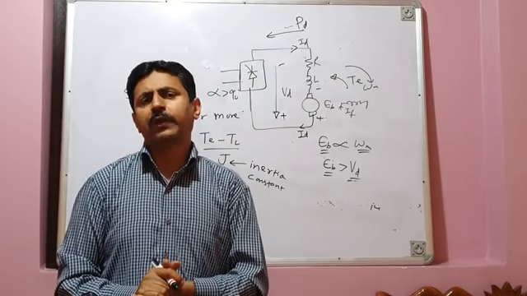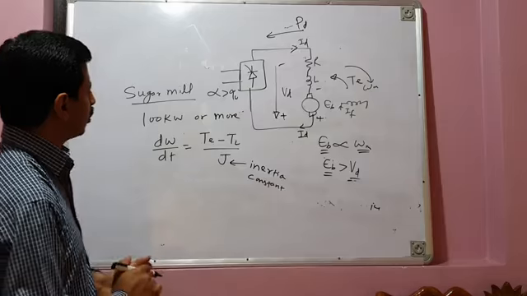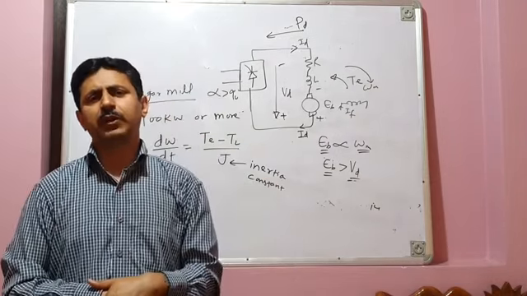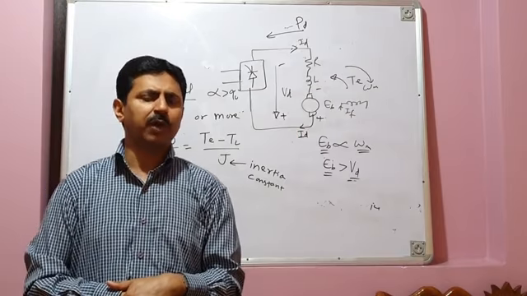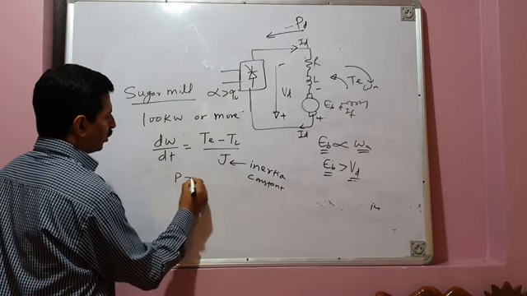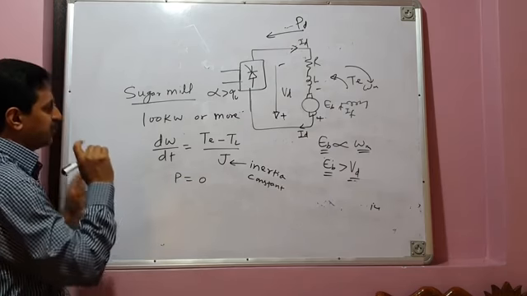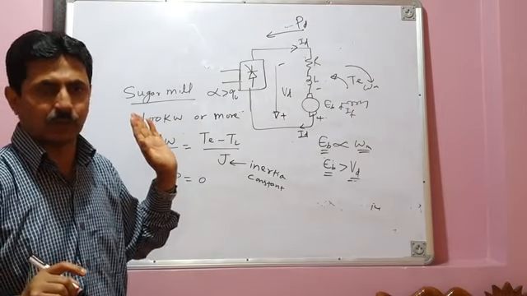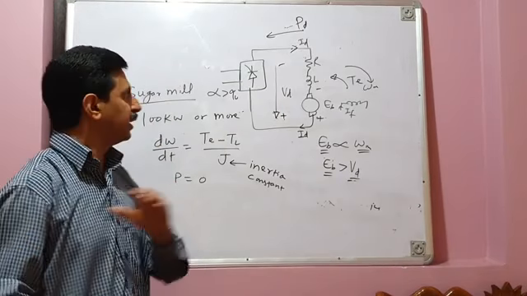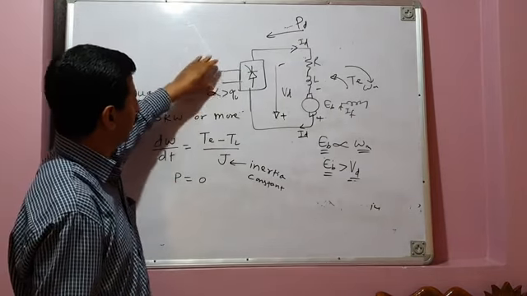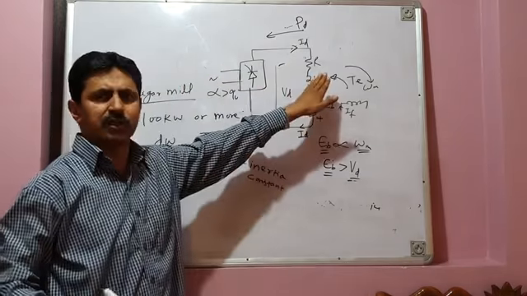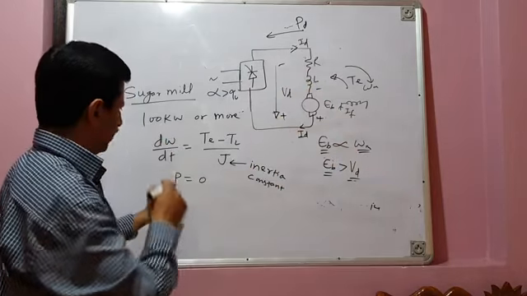How can you stop the motor? The simplest way of stopping the motor is to disconnect it, switch off the power supply to the motor. So power supply to the motor P is equal to 0. When no electrical power is supplied to the motor, if your motor is supplied through a converter from the source, you are switching it off, you are not supplying any energy to the motor.